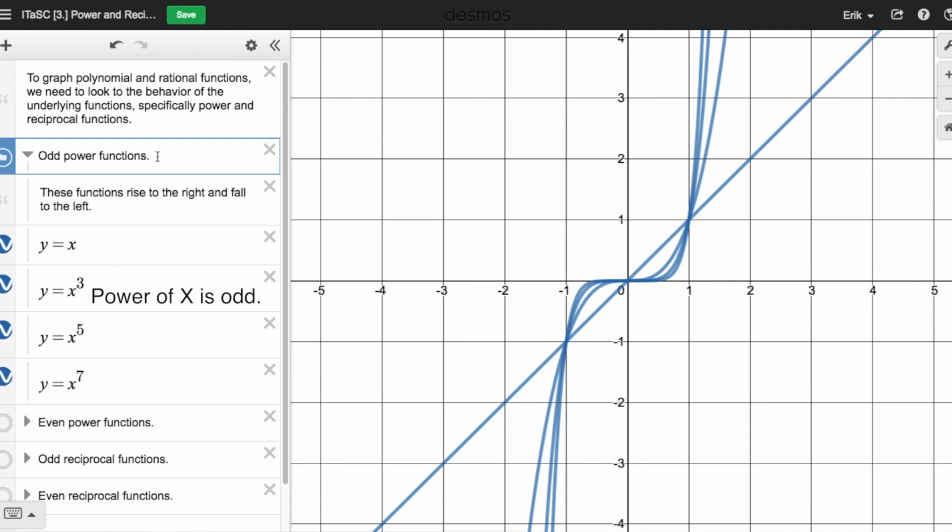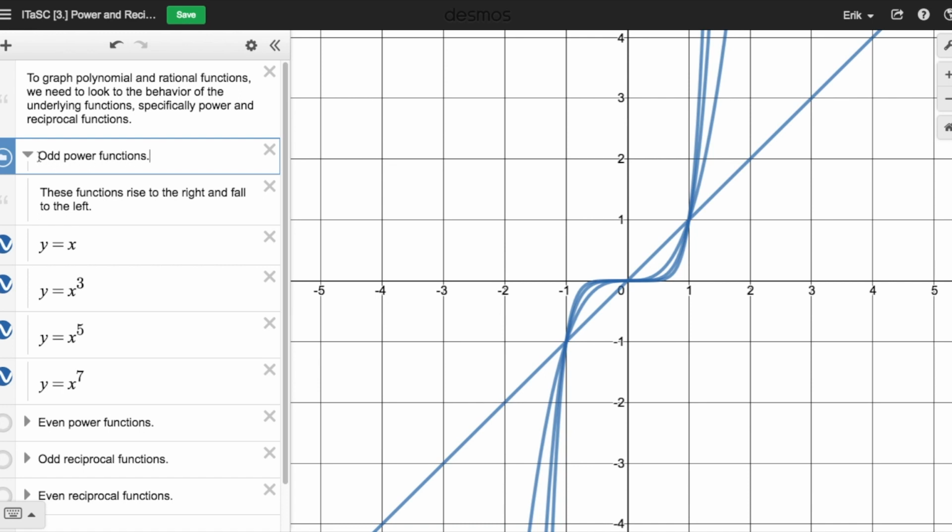All of those have the property that the power of x is odd. In this case, if we have an odd power function, all of those should rise as they move to the right and fall as they move to the left. We can see for y equals x that it's just a diagonal line, but it is rising to the right and falling to the left. The other three are more of an S curve. They flatten out in the middle, but they still have that property. As you go off to the right from 0, you'll see it rising upward, and as you move to the left, it's falling downward.